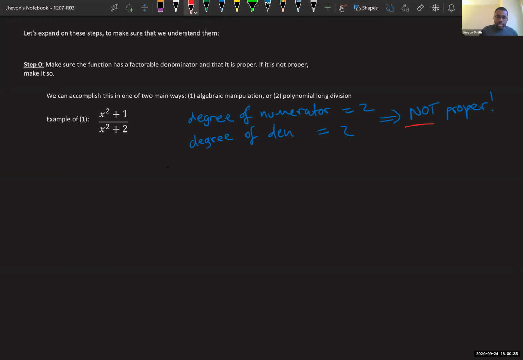Okay, so let's say you see a fraction that's not proper, but you want to apply partial fractions. You have to make it proper. How can you make it proper? There are a couple ways. One, you can use algebraic manipulation, or two, you can use polynomial long division. I'm going to show you both of those on this example.